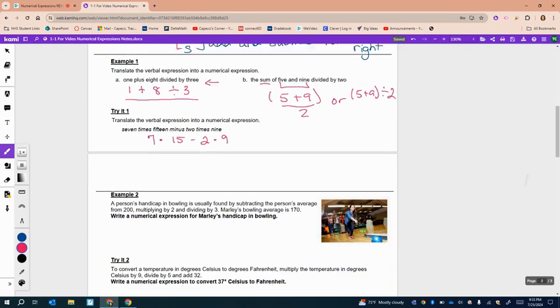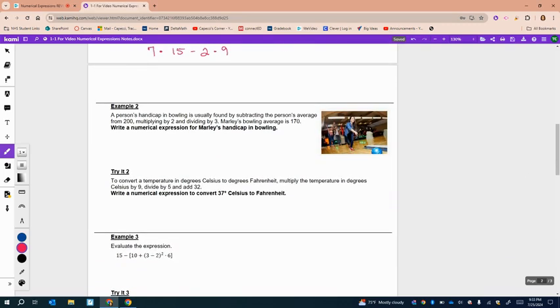All right, let's get into some word problems here. Example 2, a person's handicap in bowling is usually found by subtracting the person's average from 200, multiplying by 2, and dividing by 3. Okay, there's a lot going on, so let's back up. Marley's bowling average is 170, so we're going to start with that. A person's handicap in bowling is usually found by subtracting the average from 200. So I'm going to do that first. I'm going to group that together because I'm going to do that first. Multiplying it by 2. So again, I'm going to use a dot. And then dividing by 3.